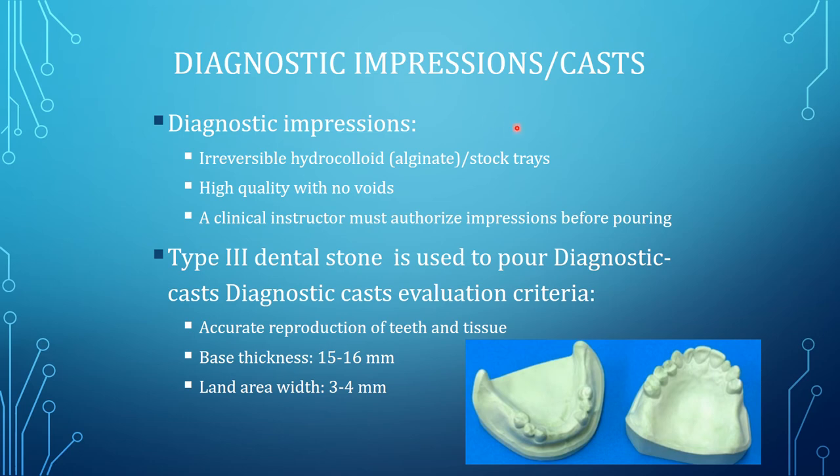Diagnostic impressions and casts. This is very important in prosthodontics, and for any other dental treatment also, I think the diagnostic cast or study model is very important. The diagnostic impression is taken with an alginate in a stock tray. It should be a high quality impression with no voids, at least. A clinical instructor must see it before pouring the impression. So basically, the impression should be perfect.